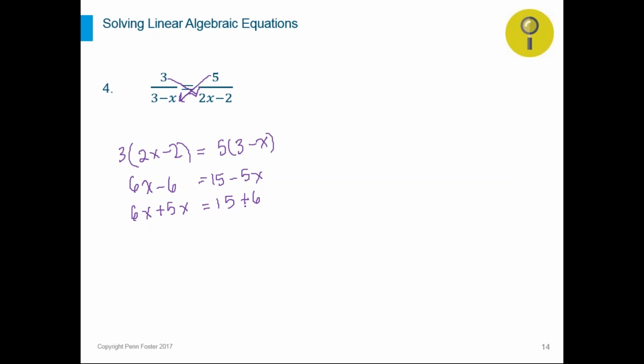That's just a shortcut of adding and eliminating, the traditional way that we do it, if you want to do it this way. Now, combine 6 and 5 is 11x equals 15 and 6 is 21. Divide both sides by 11. Then x equals 21 over 11, or you can write it as 1 and 10 over 11. Both of them are correct. And again, you can substitute that in place of each x and you should get a balanced equation.